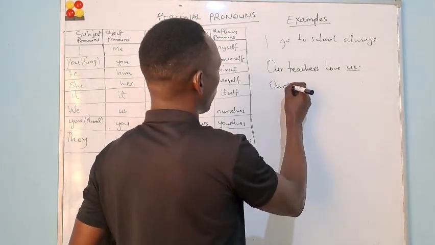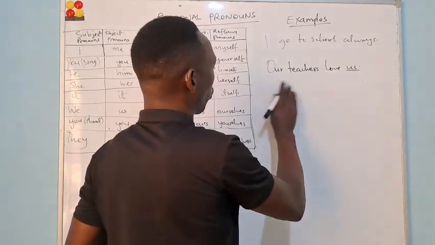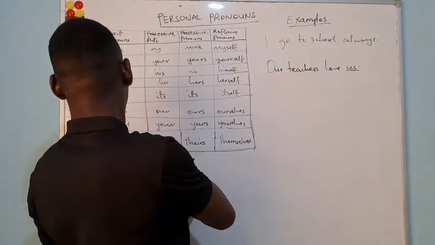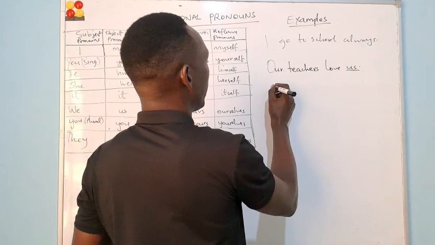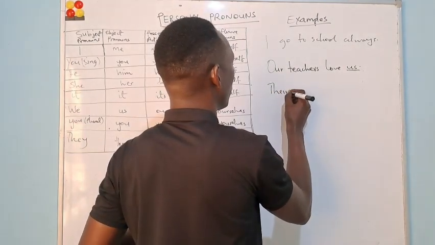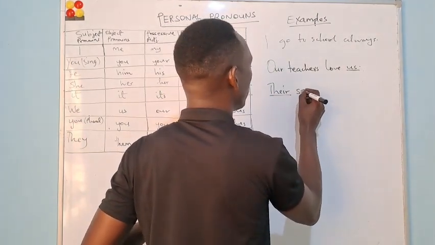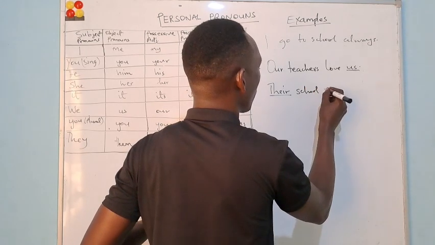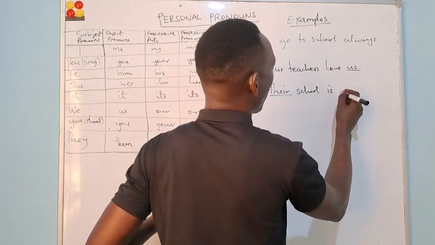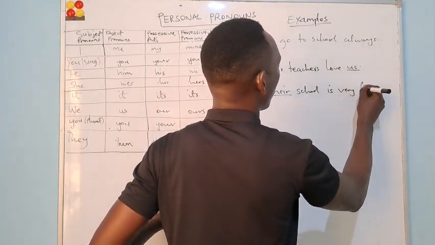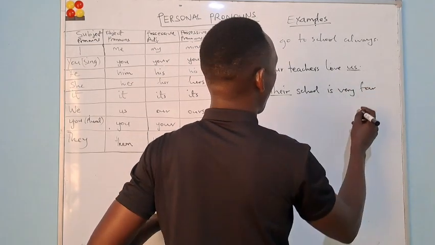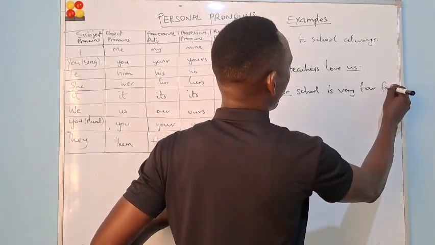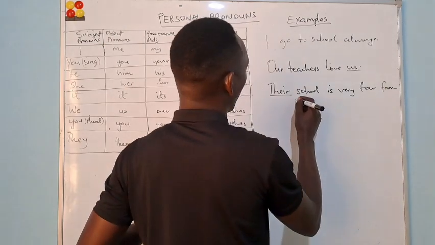For example, let us just choose one here. We have already used our. Let's come here, they. Their school, their school is very far from their homes.